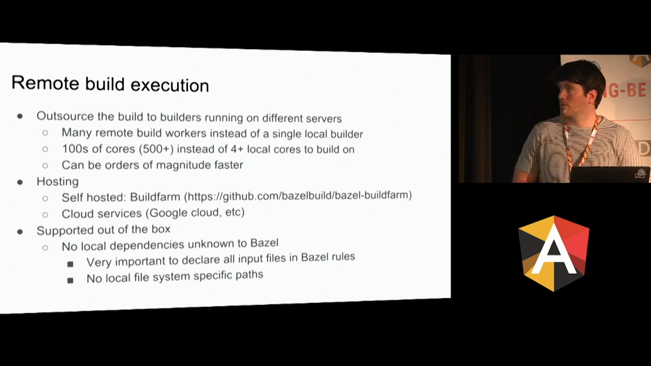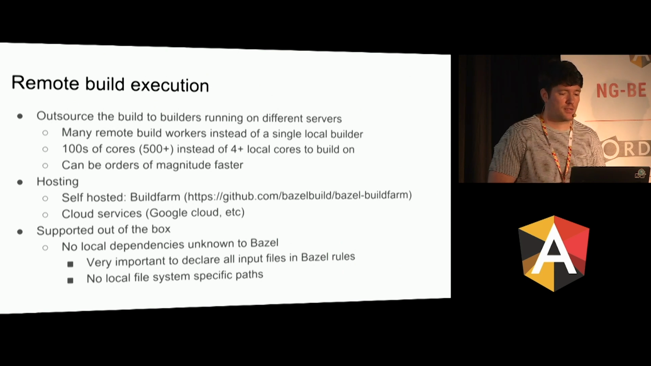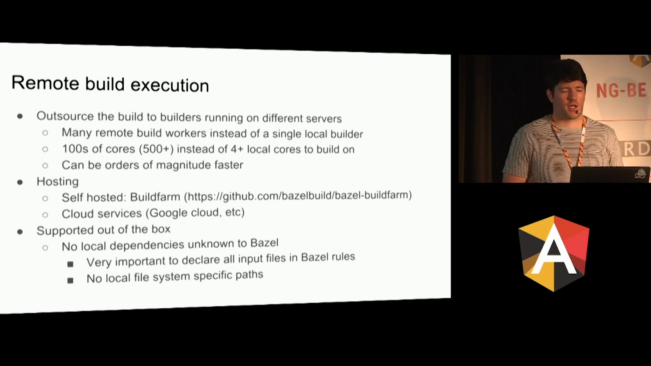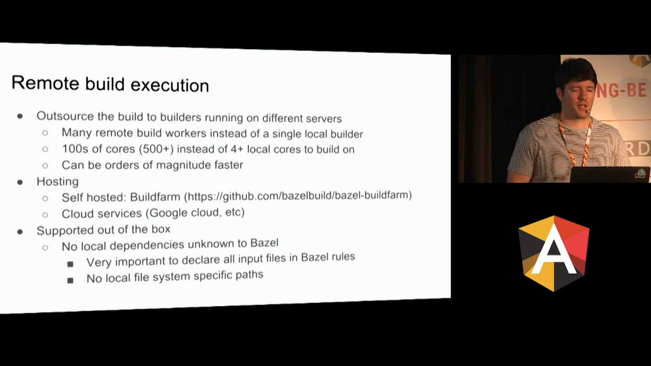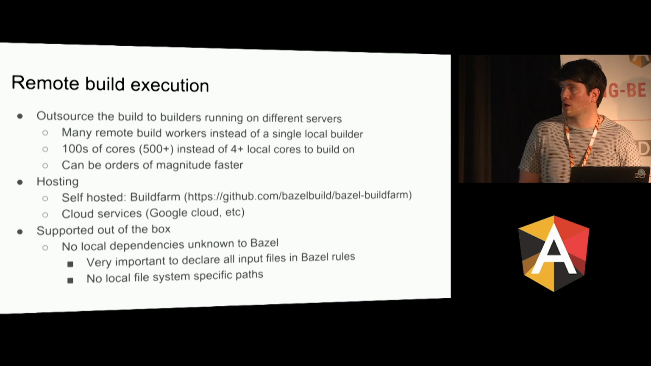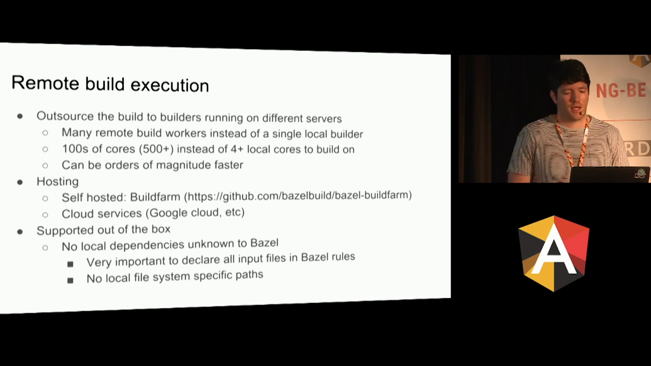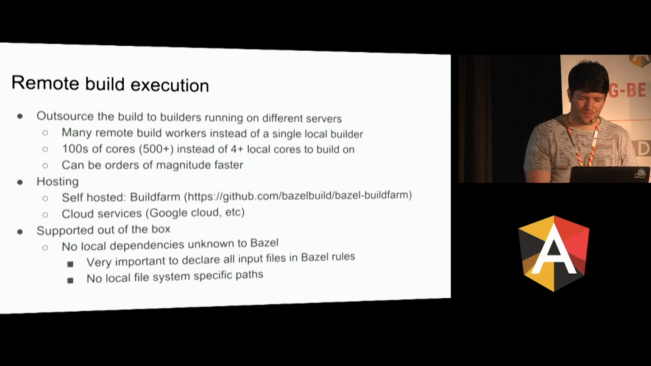And remote build execution is supported out of the box, but it's important to keep in mind that when you're actually building your software on a remote machine, you have to make sure that you don't have any local dependencies that won't exist on the remote machine. Because if you start pointing to local file paths, like involving your own user directory or something like that, that's not going to exist on the remote machine. So it's very important that you tell Bazel about all your inputs and don't have any surprises that Bazel won't be able to handle on the remote machine.